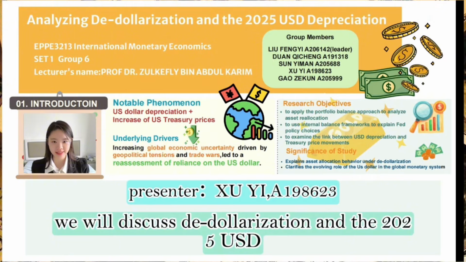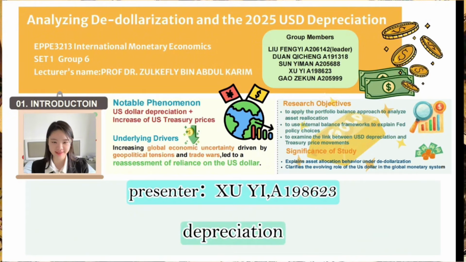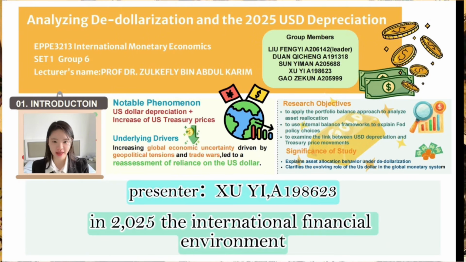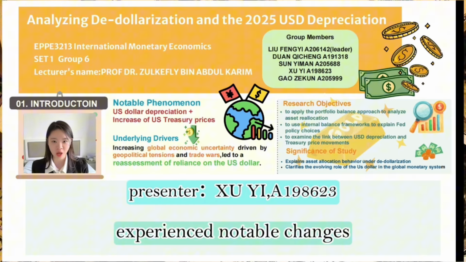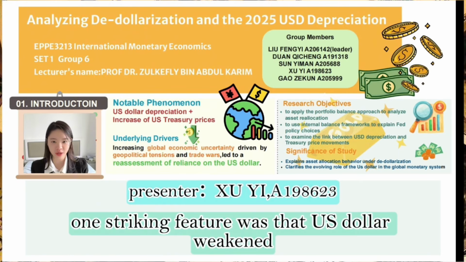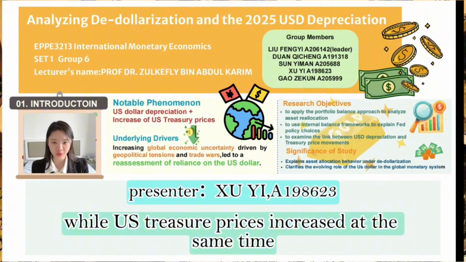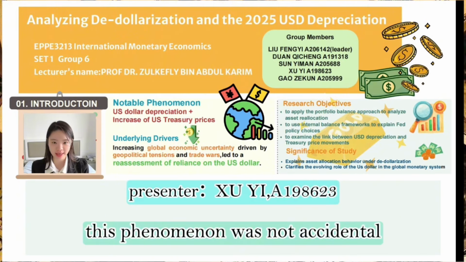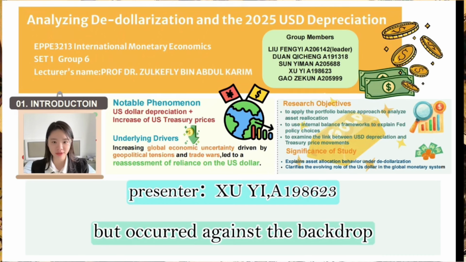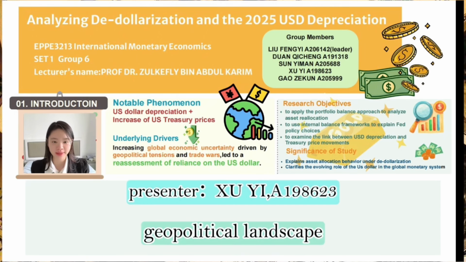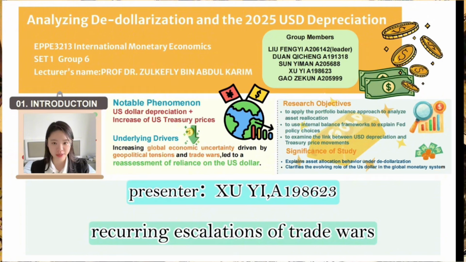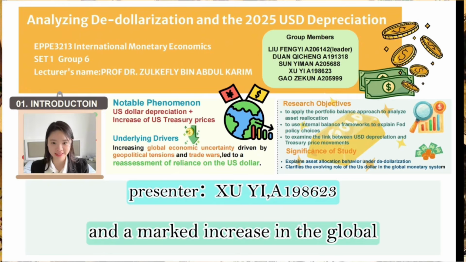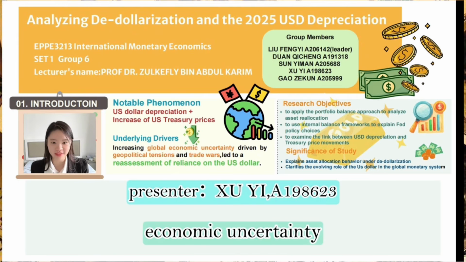Today, we will discuss de-dollarization and the 2025 US dollar depreciation. In 2025, the international financial environment experienced notable changes. One striking feature was that the US dollar weakened while US Treasury prices increased at the same time. This phenomenon was not accidental, but occurred against the backdrop of an increasingly tense geopolitical landscape, recurring acceleration of trade wars, and a marked increase in global economic uncertainty.